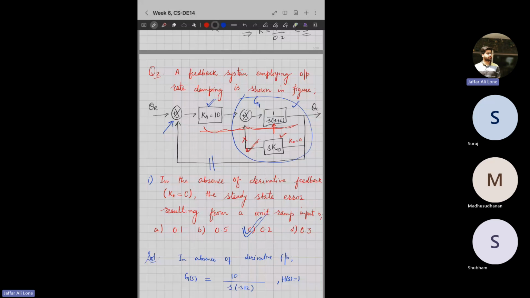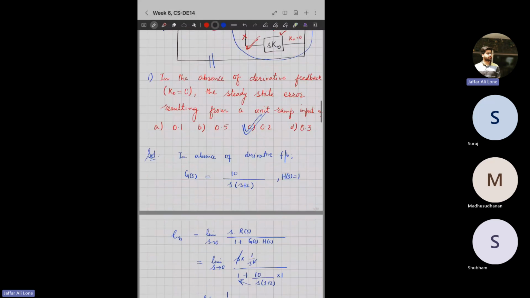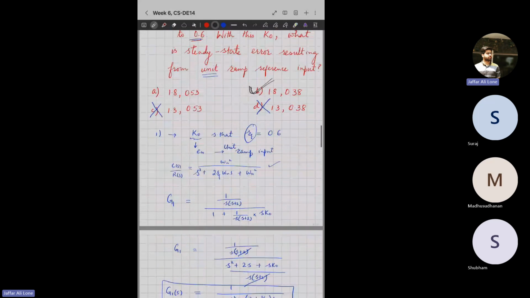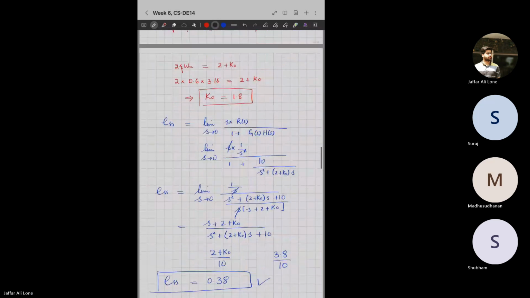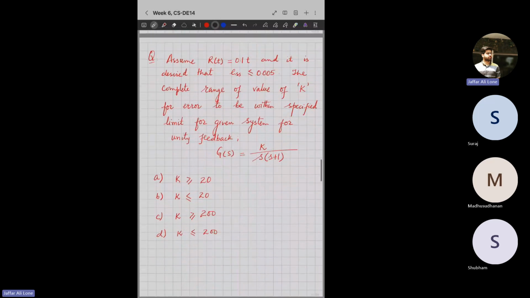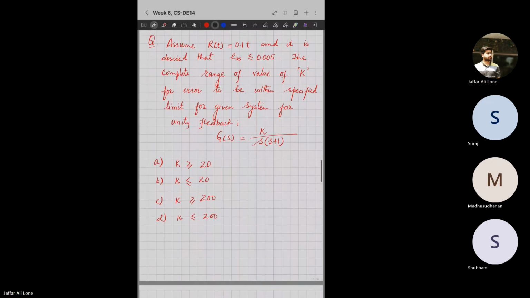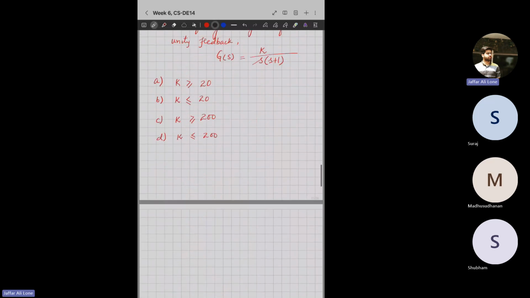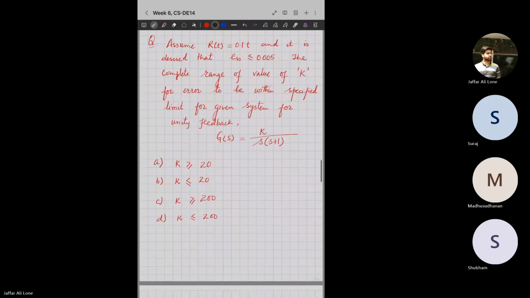So if you have any question, please ask me, or you can just solve another question. I would want you to solve this. It's a very easy question. Please, everybody, please attempt this question. Take 2 minutes and please try to solve it.